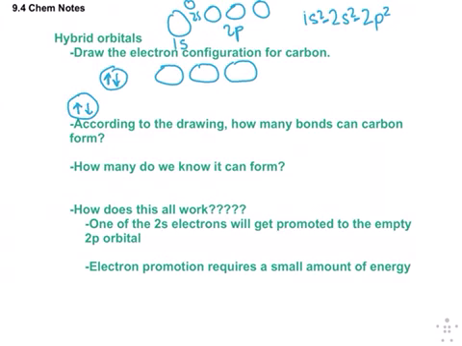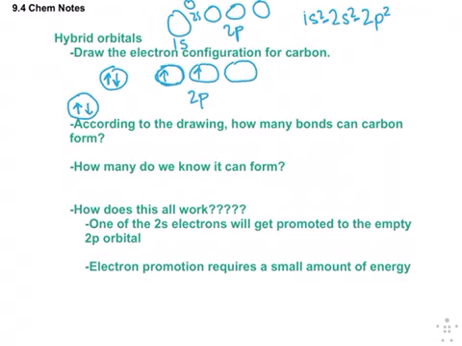Why, remind me again, why is there an up arrow and a down arrow, Cora? Yep, it shows that they have opposite spins, and they must have opposite spins. And then when we go into the 2p orbital, do I fill both electrons in this first orbital? No, I only put one, and then the second one will go in the second orbital.